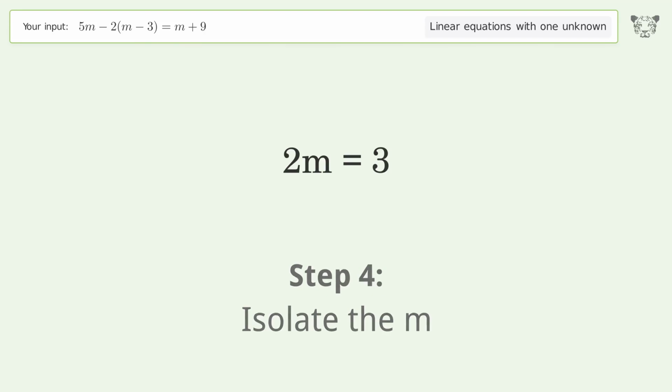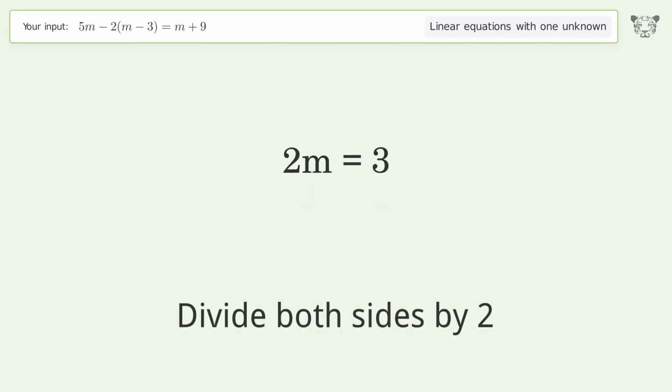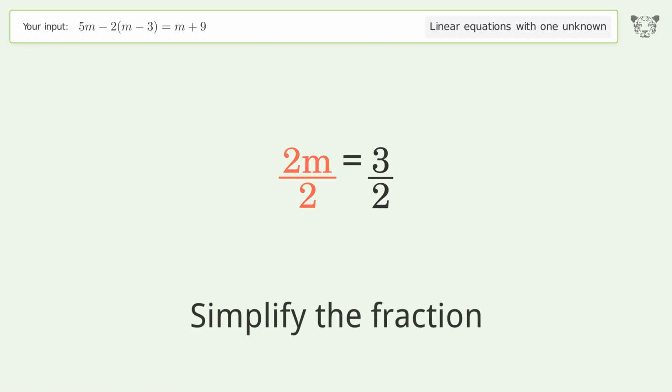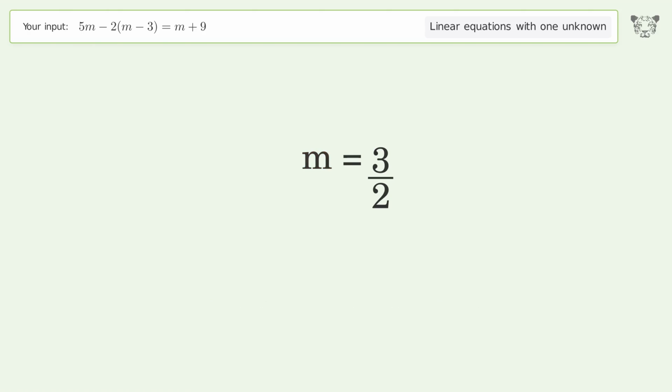Isolate the m. Divide both sides by 2. Simplify the fraction. And so the final result is m=3/2.